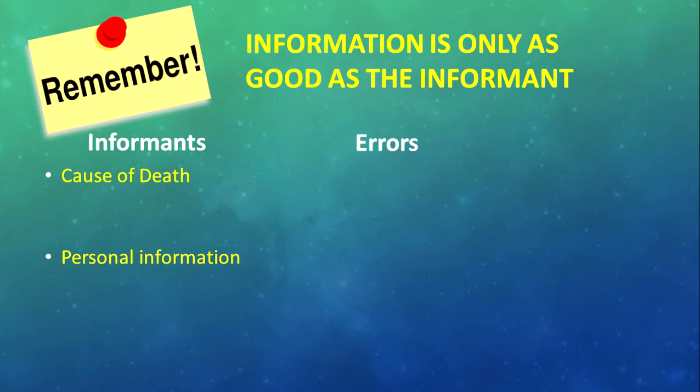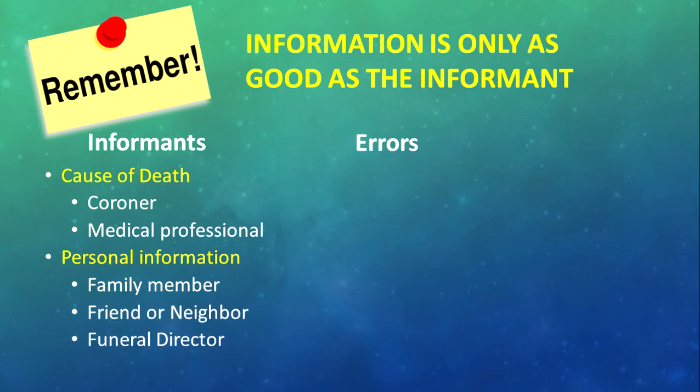But please keep in mind that the information on a death certificate is only as good as the informant. For the cause of death, an informant could be the coroner or maybe the medical professional. When it comes to the personal information of the deceased, it's probably going to be by a family member, maybe a friend or a neighbor. Sometimes it's the funeral director.